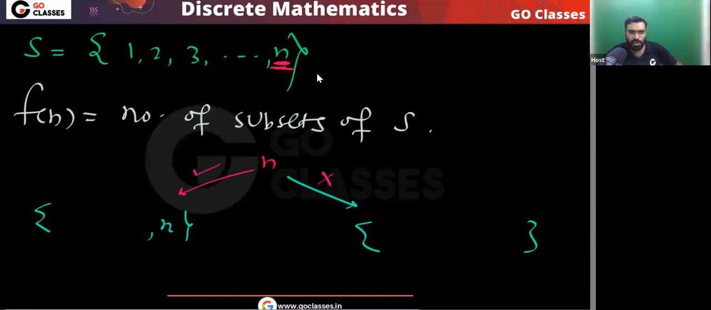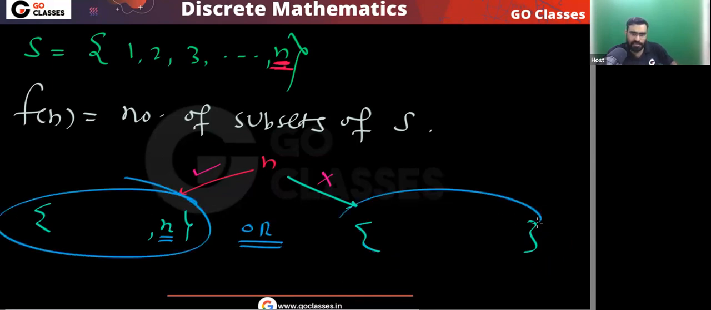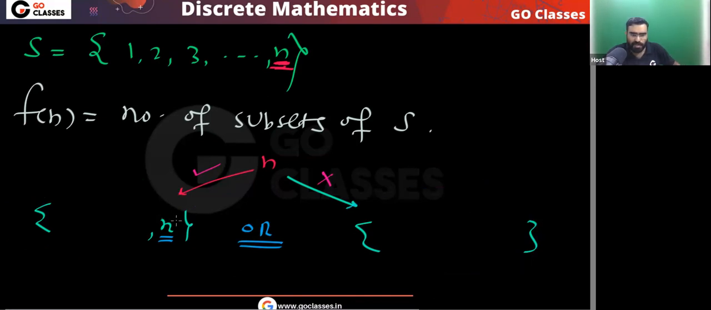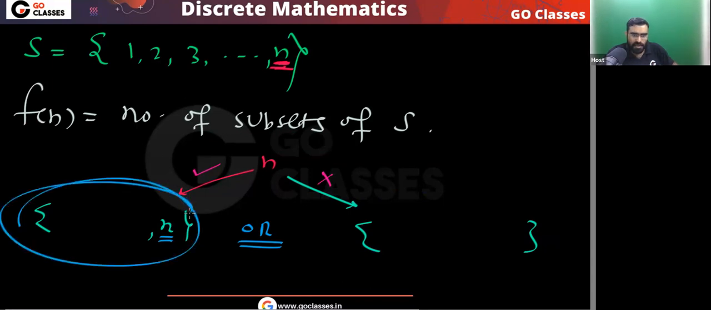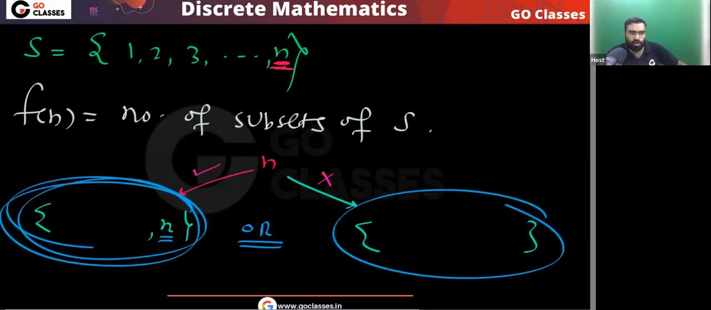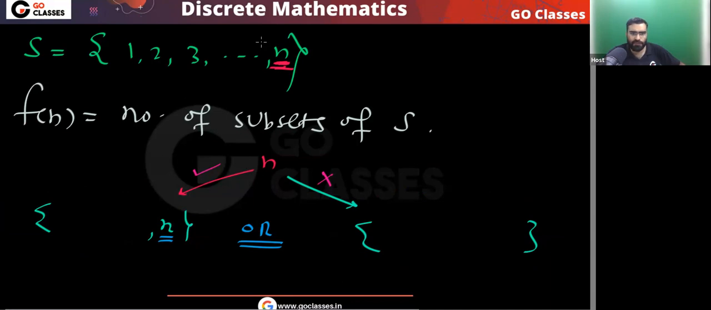There are 2 choices. Now you tell me one thing. If I have already taken n in one case and did not take it in the other, are these 2 cases disjoint? Are they mutually exclusive? Yes, because here I am taking n and here I am not taking n. So they are definitely different.